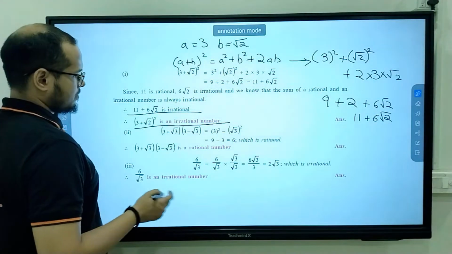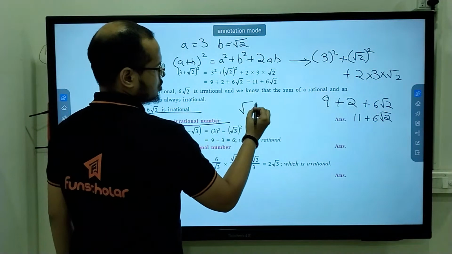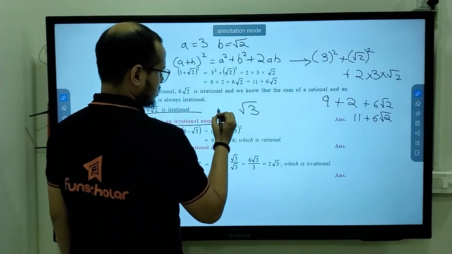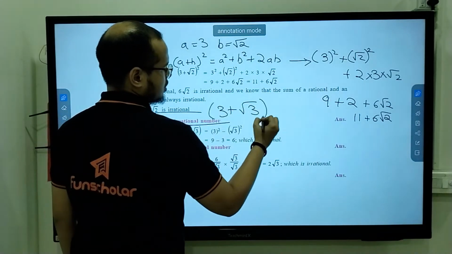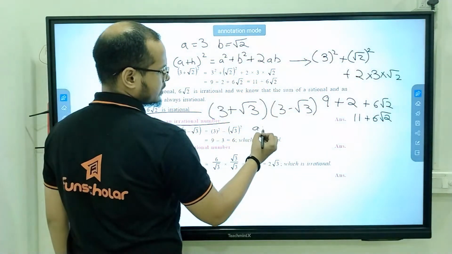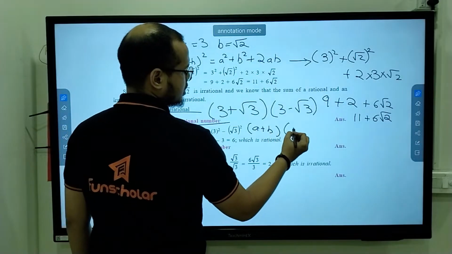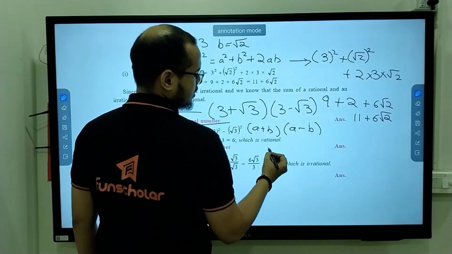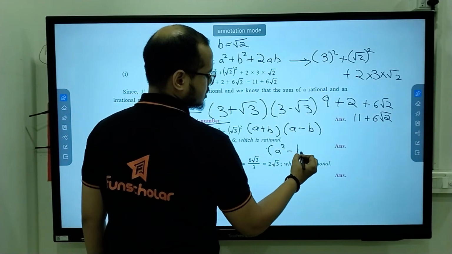Now for the second one, what is the second one? (3 plus root 3) into (3 minus root 3). It is following the concept of (a plus b) into (a minus b), and we know that formula is equal to a square minus b square.